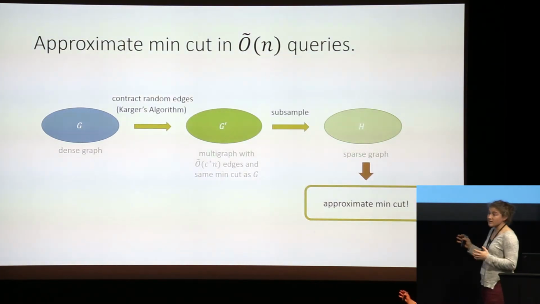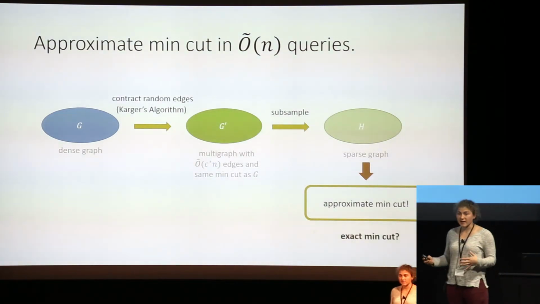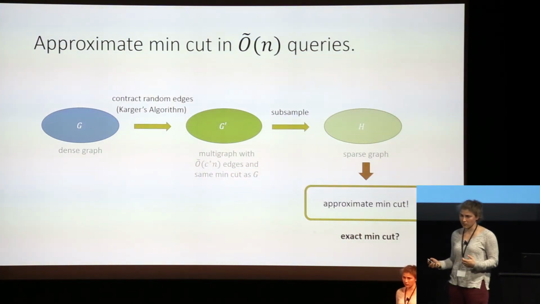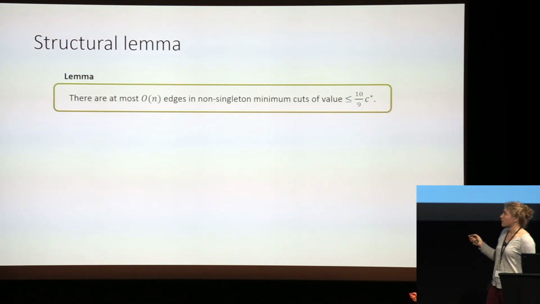Okay, so that's it for the approximate min cut, right? An approximate min cut in H will correspond to an approximate min cut in G. But what I promised you at the very beginning was exact minimum cuts, right? So how are we going to find the exact minimum cut? That only requires one small idea more. So we prove the following structural lemma.